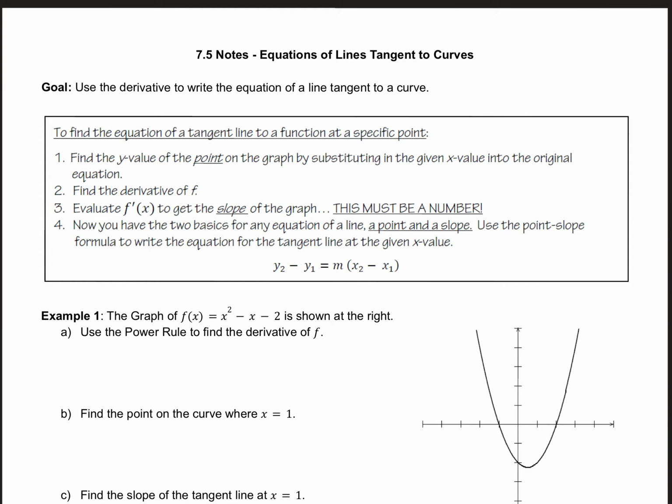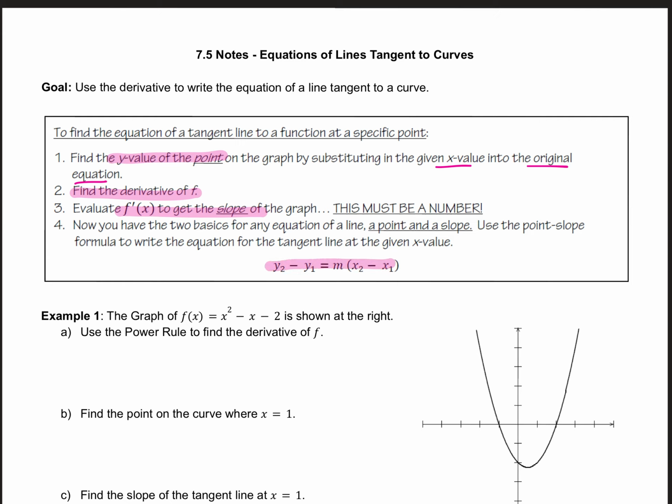So to find the equation of a tangent line, I'm going to have to accomplish a couple of things. First, we have to find the y value of the point on the graph, and we're going to do that by substituting the given x value into the original equation. Then we're going to find the derivative, and then use the derivative to find the slope of the tangent line. And then finally, we're going to use that to write the equation of a line.